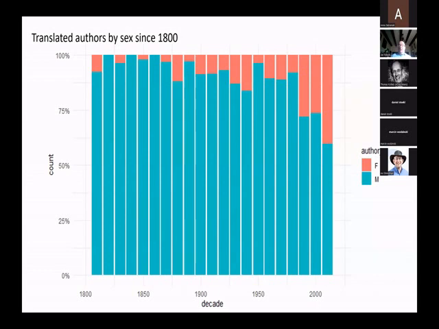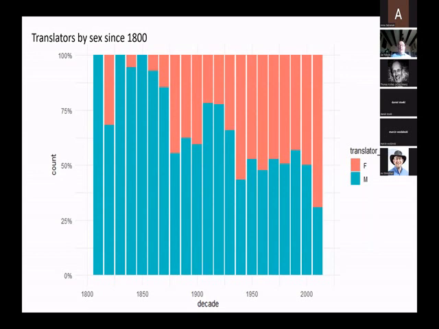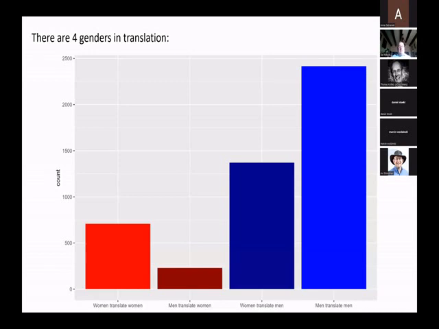Much less so in original authors translated into Polish, and you can see on the other hand that the profession of the literary translator has been quite balanced in terms of sex, starting in the 1940s at least, and so that's an interesting difference.